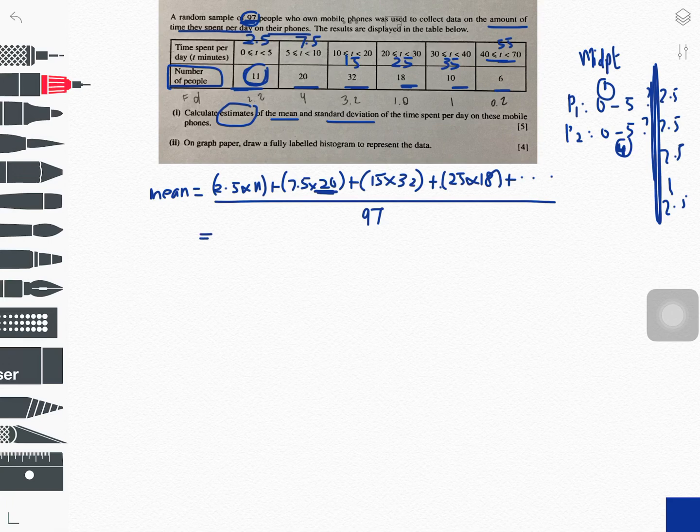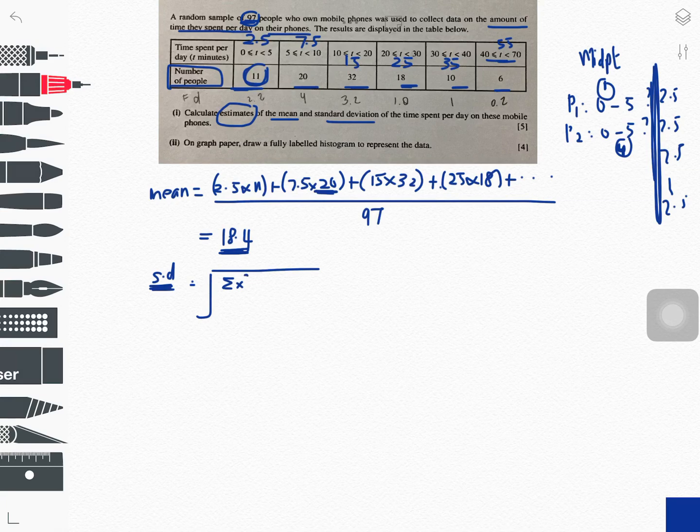So when you do this, your answer will become 18.4. Let's find the standard deviation. On a standard basis, how much do they differ from the mean? For every one data point here, how much does it change from the mean? How to find that? Go do this.